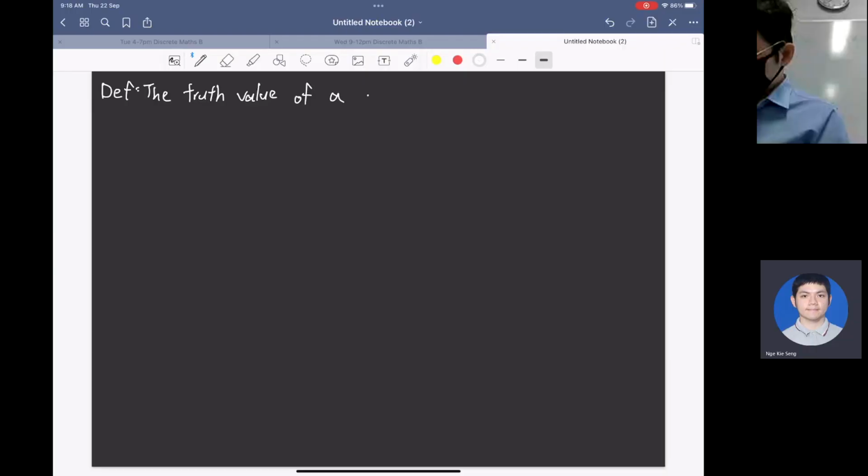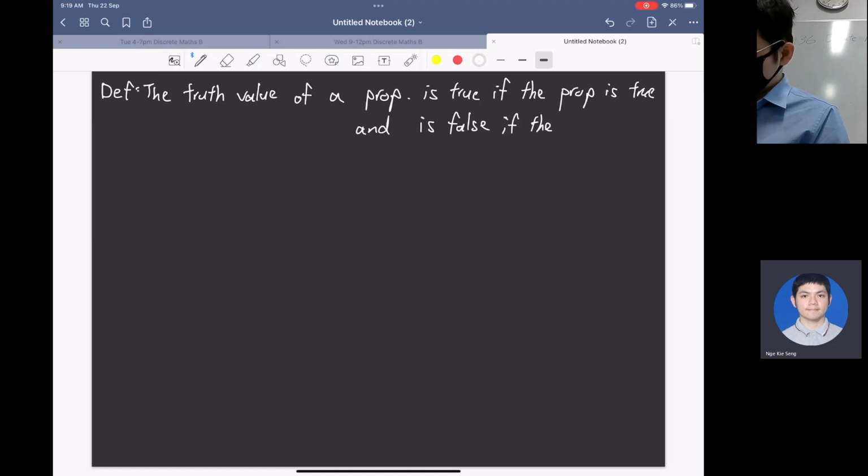Okay, the truth value of a proposition is true if the proposition is true, and is false if the proposition is false.